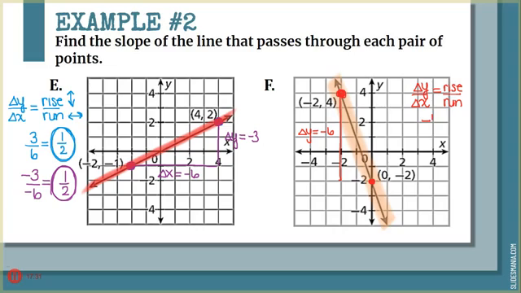So I have negative 6 over, and then from there I have to go right 2. So my change in x, or my run, is a positive 2. And then negative 6 divided by a positive 2 would be a negative 3. So my slope is negative 3. Please do not tell me negative 3 over 1. Negative 3 over 1 is just negative 3. So that's how we would find slope from a graph.